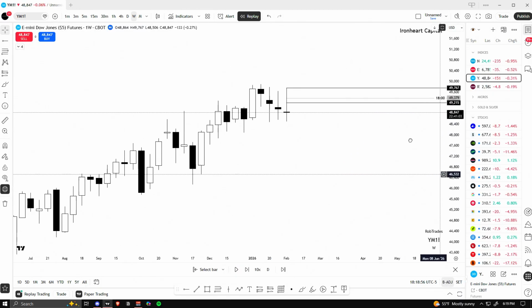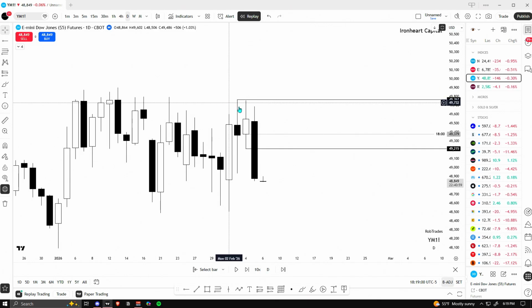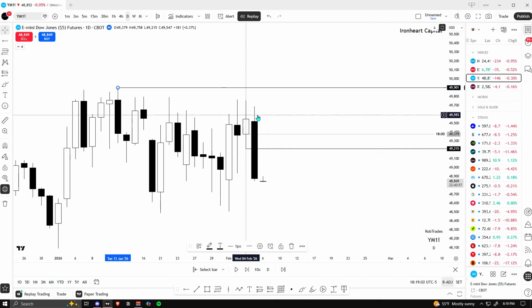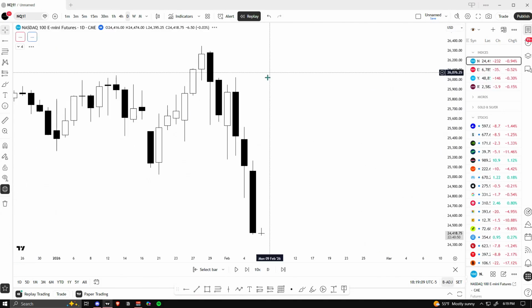Not really interested in YM. It's leaving failure swings all at the highs. We put in this candle without really any sort of reversal. Not really a fan of that, so my focus is going to be on NASDAQ since it's the weakest asset.